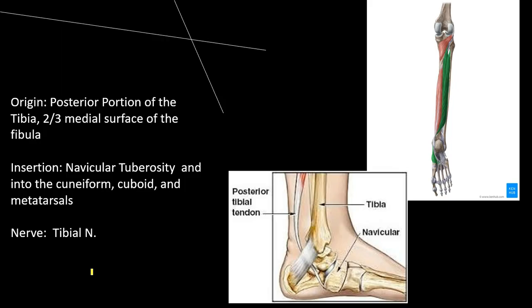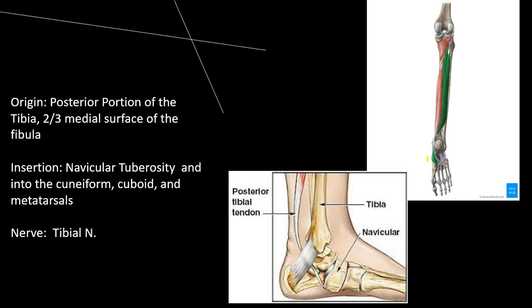To dive in, we have our origin of the posterior portion of the tibia. So we're going to start with right here. This green muscle that you see, my little yellow pointer over, that is the posterior tib. It starts right here and it wraps around, and there you go. So posterior portion of the tibia, and it goes 2/3 medial surface of the fibula. That's where you see that wrap around right there. I'll show you a little more in depth when we get into our 3D model.